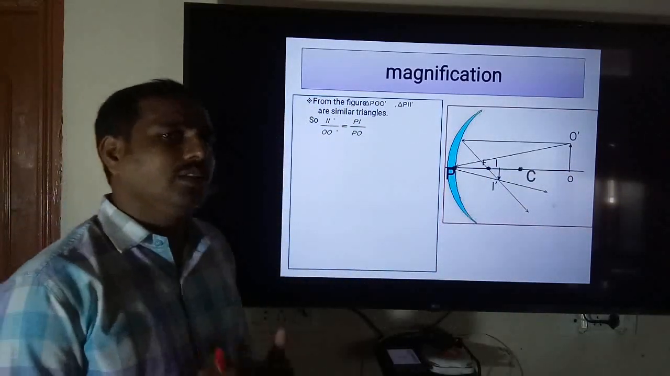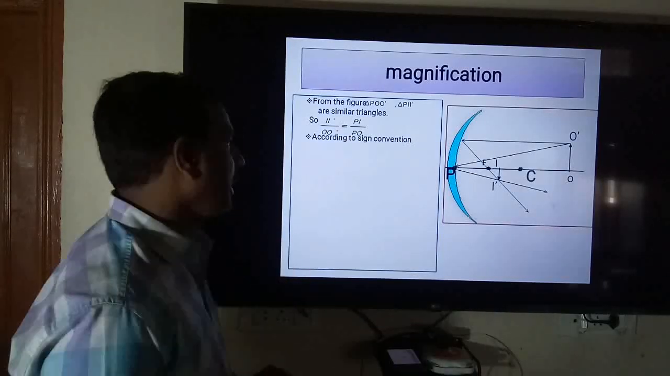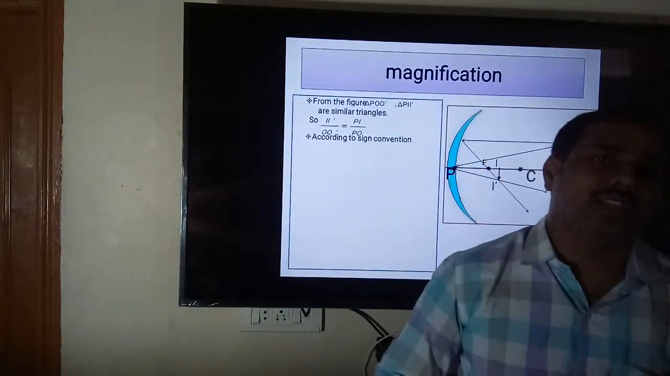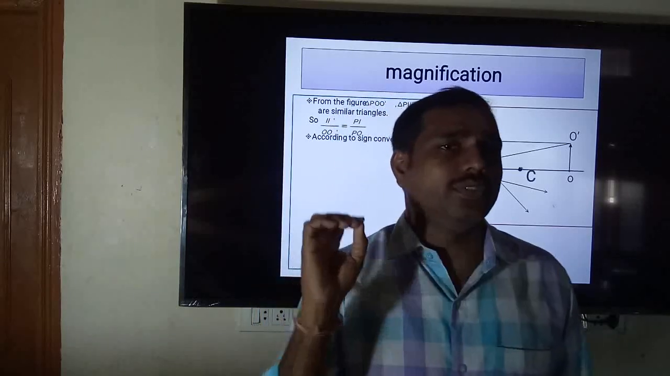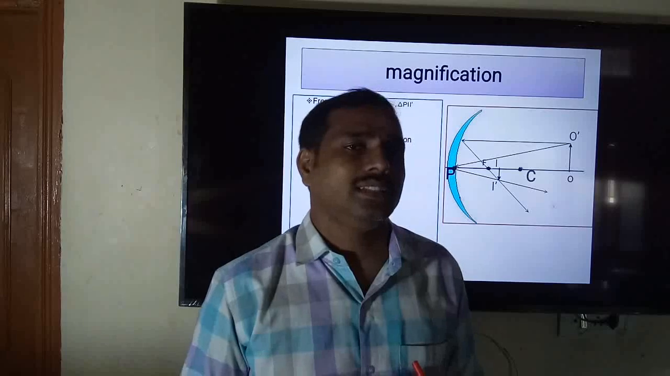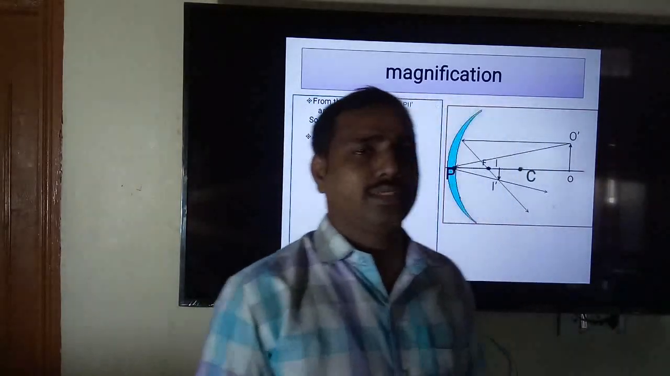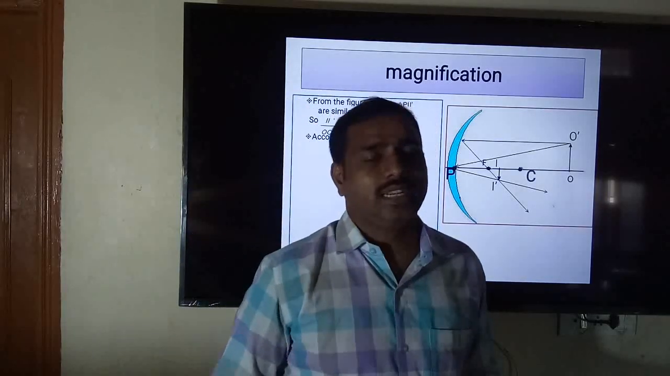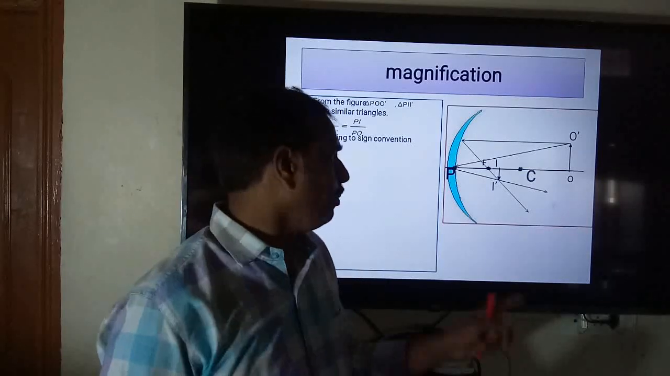Based on sign convention, now we are going to take these. Based on the sign convention rules we already know, there are 3 important rules in the sign convention. Those are: always we have to measure all the distances from the pole. If you are doing an experiment or finding the object distance, image distance, radius of curvature or focal length, all these measurements should be measured from the pole.